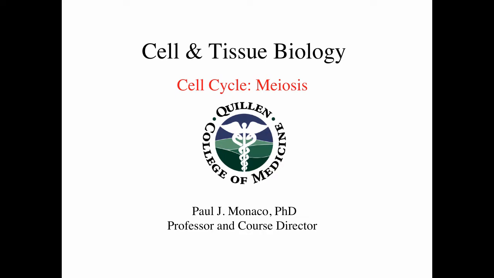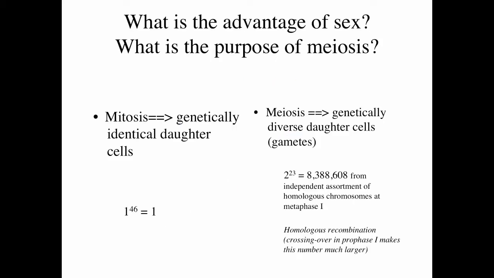This podcast will deal with meiosis. And when we talk about meiosis, I like to ask, what is the advantage of sex and what is the purpose of meiosis? Now, if you remember mitosis, the purpose of mitosis is to produce genetically identical daughter cells. Remember that equation, 1 to the 46th power equals 1.